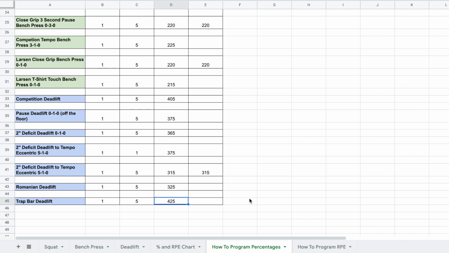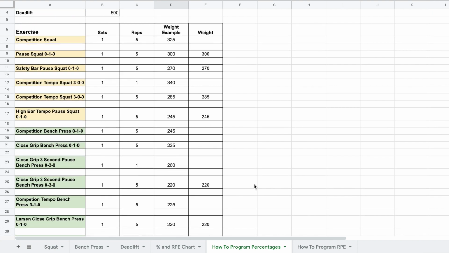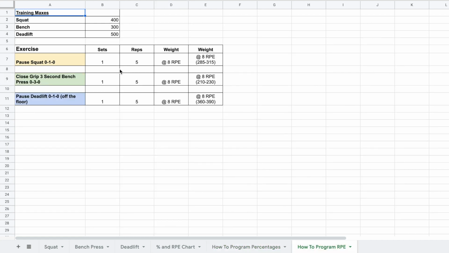So like I said, if I can, I'm gonna program these RPE based, but we still need to know how to do this, because if I'm gonna program RPE, I could just do one set of 5 at an 8 RPE. I really prefer to give my athletes more guidance than just saying at 8 RPE. Even on a competition movement, if I'm giving RPE, I like to give a range.